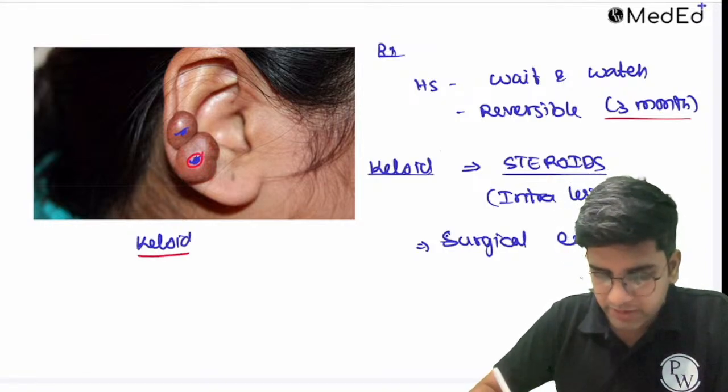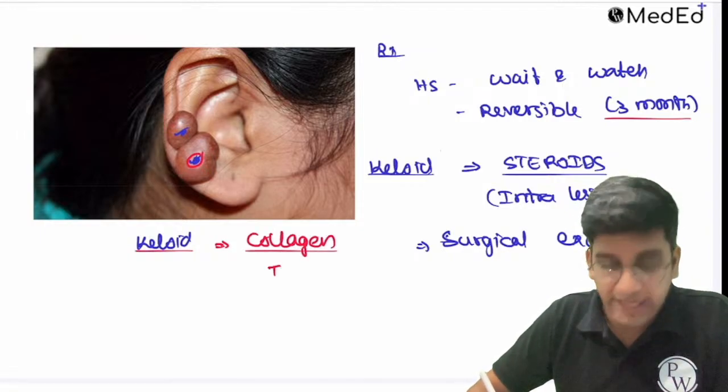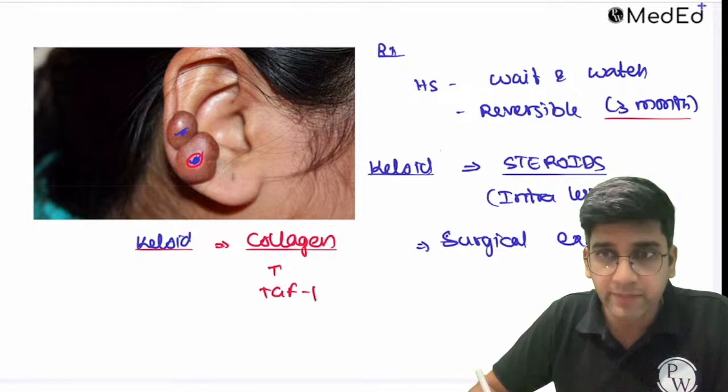The scar is nothing but collagen, right? And for the formation of collagen, I require TGF beta.